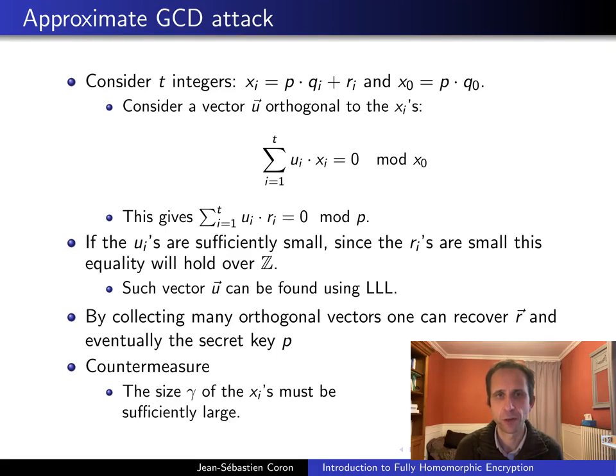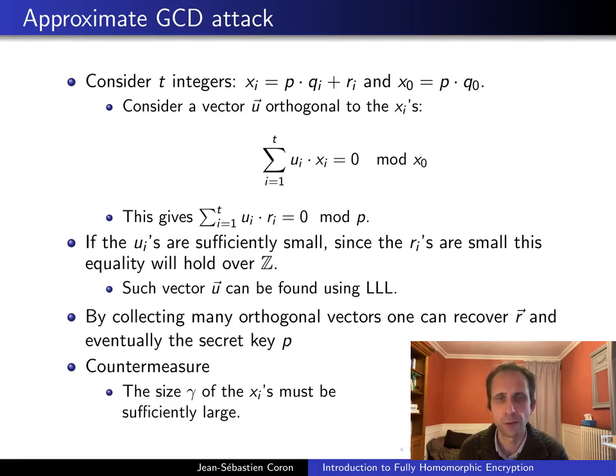So this is for the brute force attack against the noise, which is easy to prevent. We simply take a large enough noise. But there is also a lattice attack. So we assume that we have t integers xi equal to pi qi plus ri, and also this exact multiple of p. And so the attack consists in looking for a vector u orthogonal to the xi's, orthogonal modulo x0.